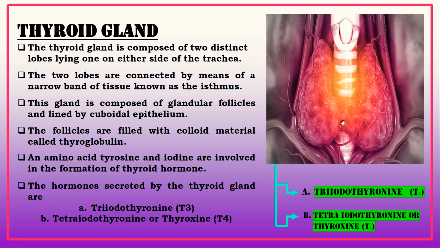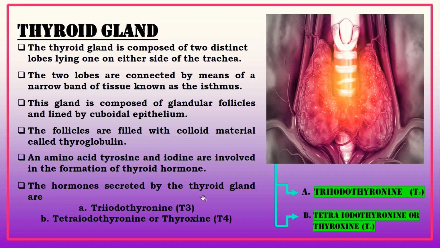This gland is composed of glandular follicles lined by cuboidal epithelium cells. Each follicle is filled with a colloidal material which is called thyroglobulin. The two components of thyroid hormone are the amino acid tyrosine and iodine. They both are involved in the formation of the thyroid hormone.